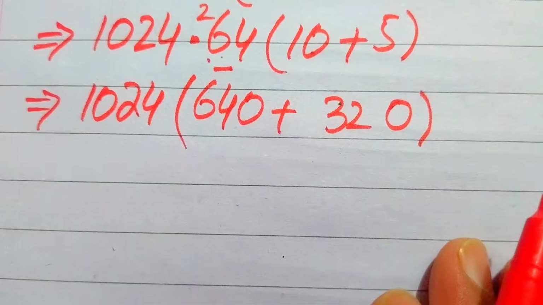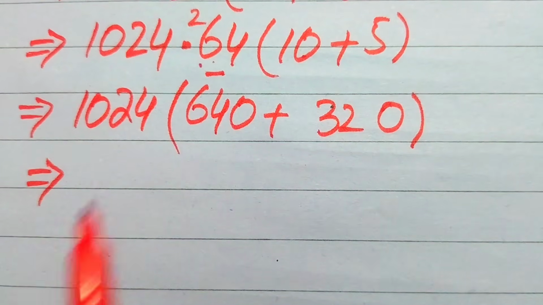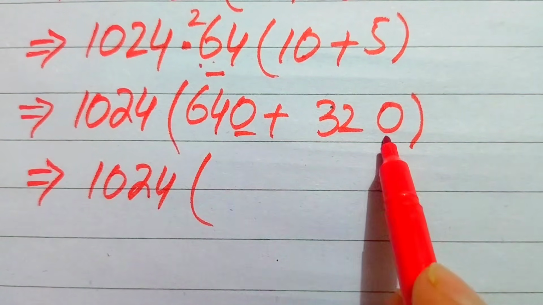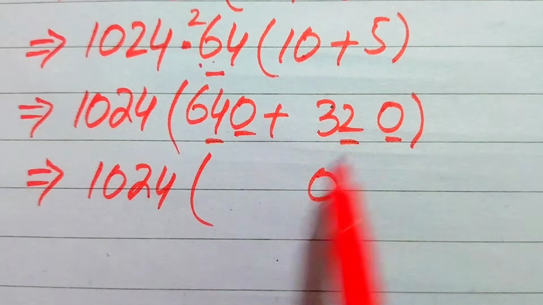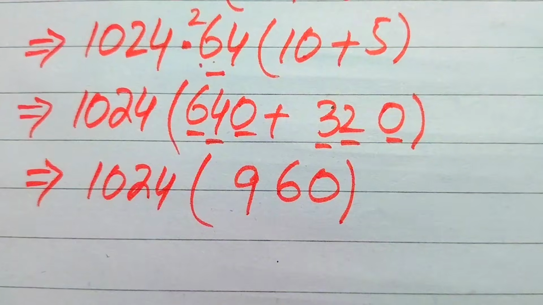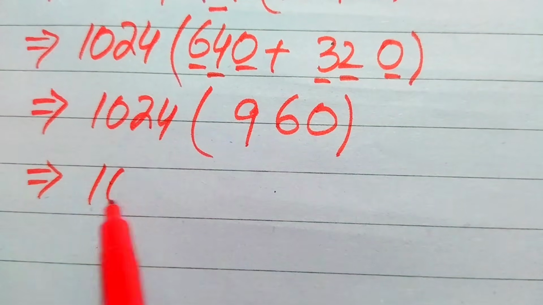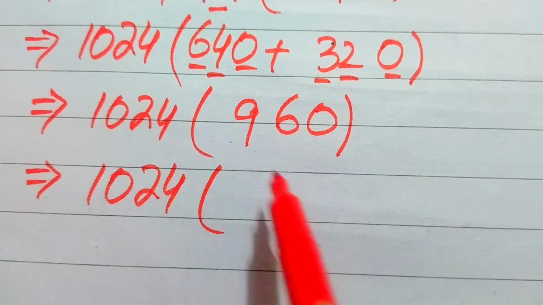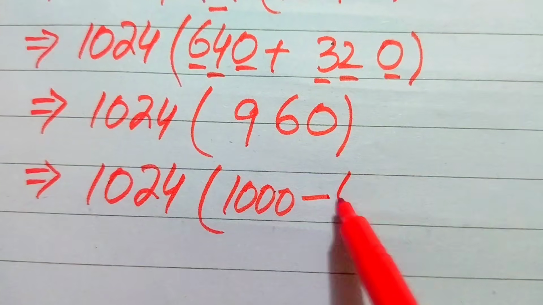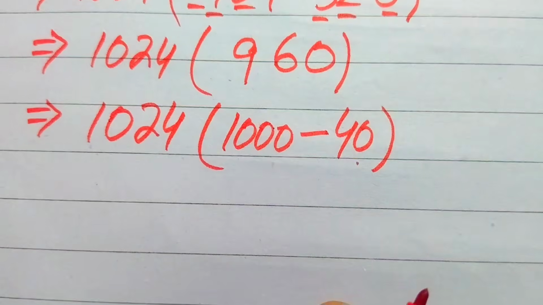Now first we need to sum up both of these values, and the resulting answer is multiplied by 1024. So we have 1024 into: 0 plus 0 becomes 0, 4 plus 2 becomes 6, and 6 plus 3 becomes 9. So this becomes 960. We again rewrite this term as 1024 into 960, and we write 960 as 1000 minus 40. So 1000 minus 40 becomes 960.